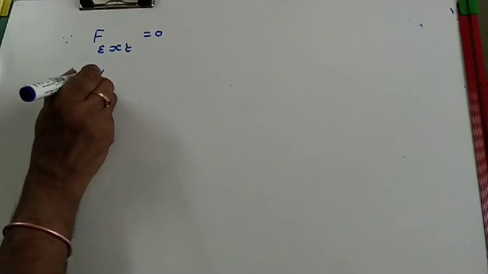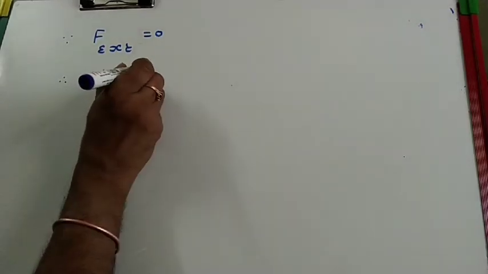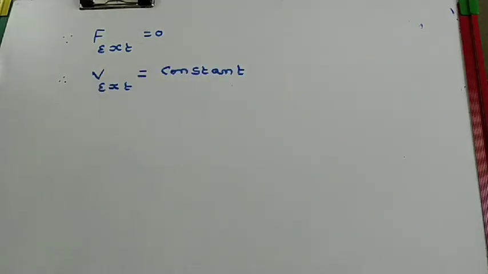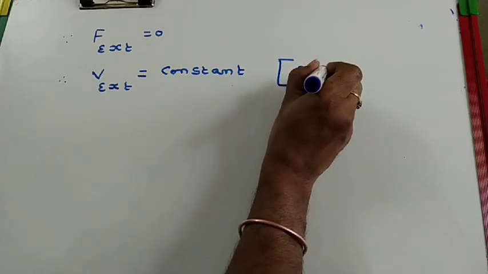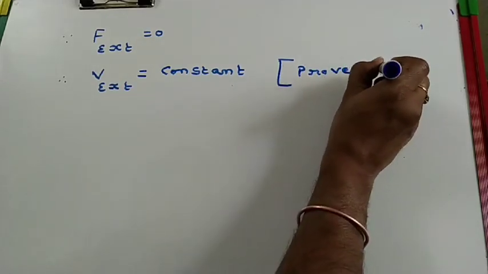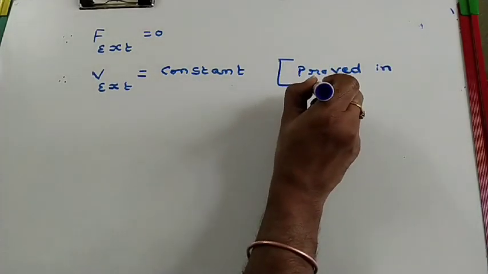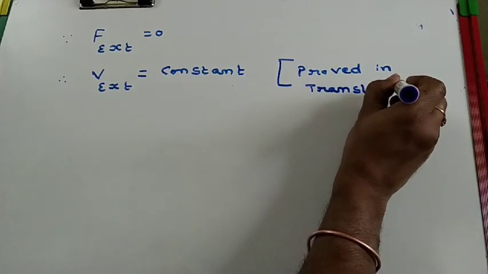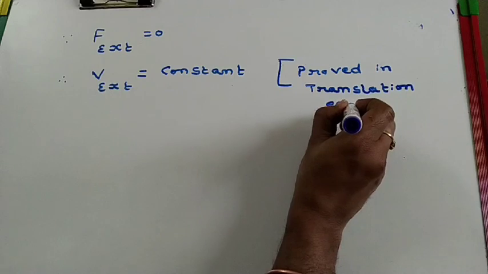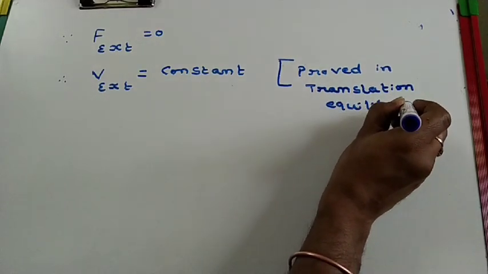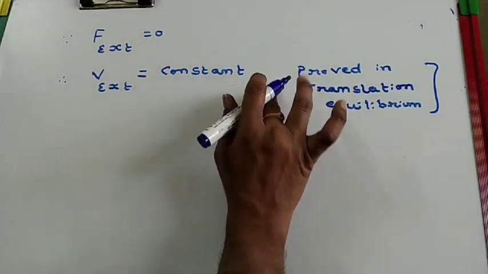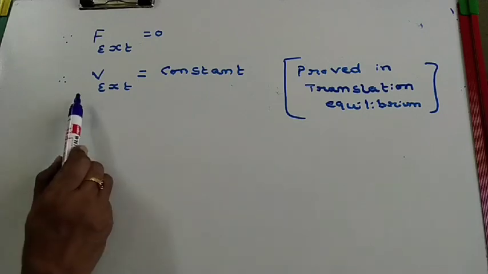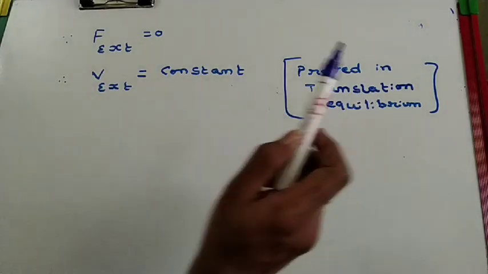Therefore, V external is constant. Just now we proved this one. We proved it in translatory equilibrium: if F external is equal to 0, V external is equal to constant, where we proved in the translatory equilibrium.